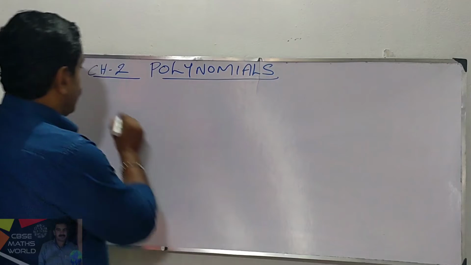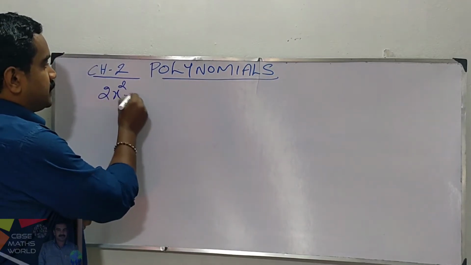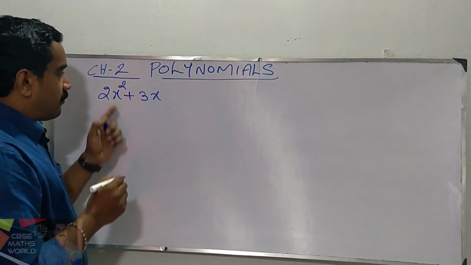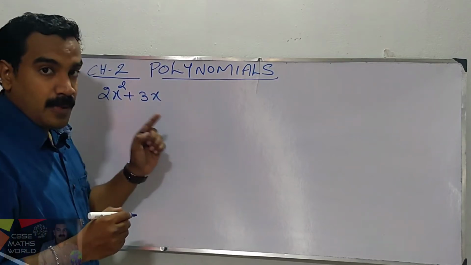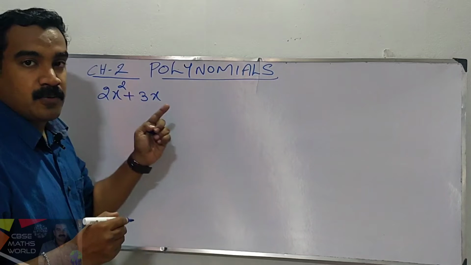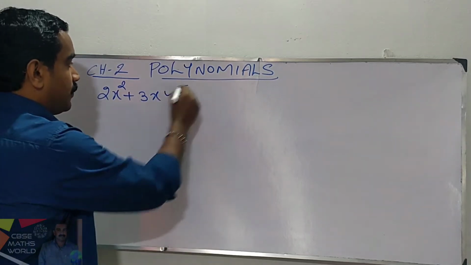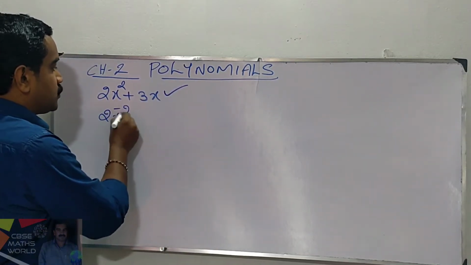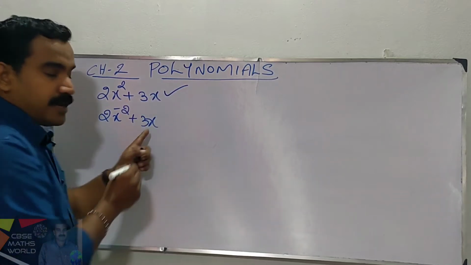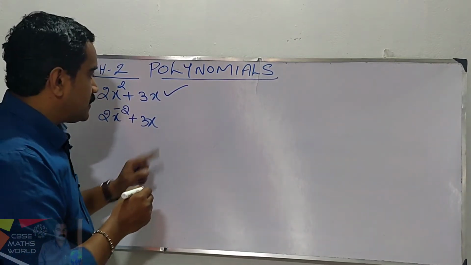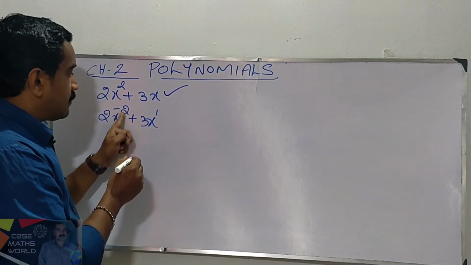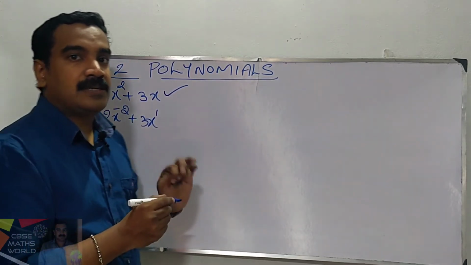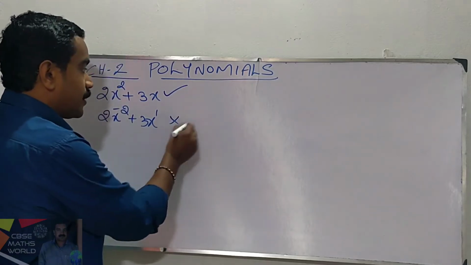Example: 2x square plus 3x. It is a polynomial because the power of x here is 2 and the power of x here is 1. That's why it is a polynomial. The 2 and 1 are positive integers. What about 2x raised to minus 2 plus 3x? Here, for 3x, what is the power of x? Actually nothing is written, it means 1. What is the power of x here? Minus 2. Minus 2 is a negative integer. That's why it is not a polynomial.